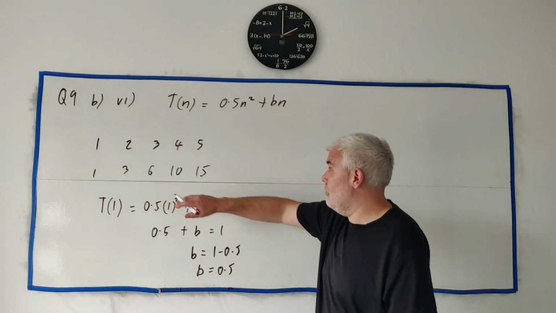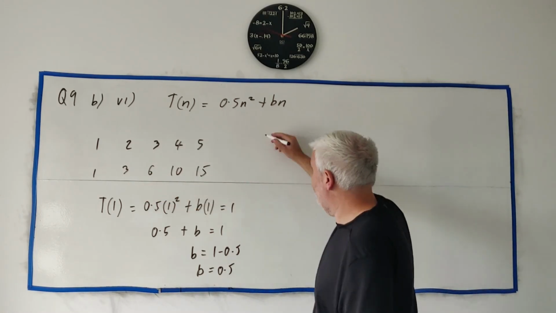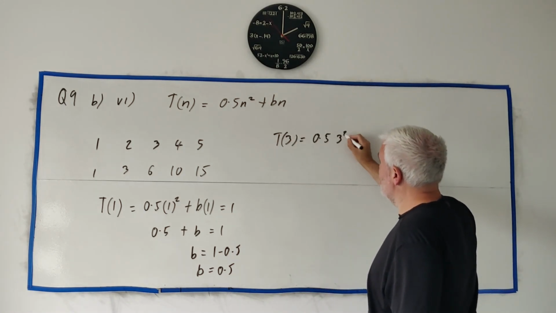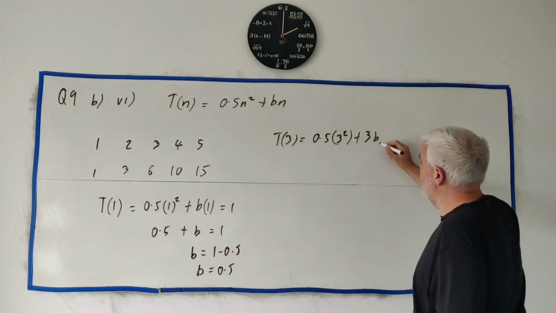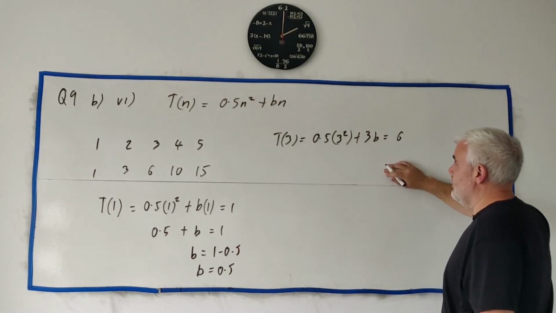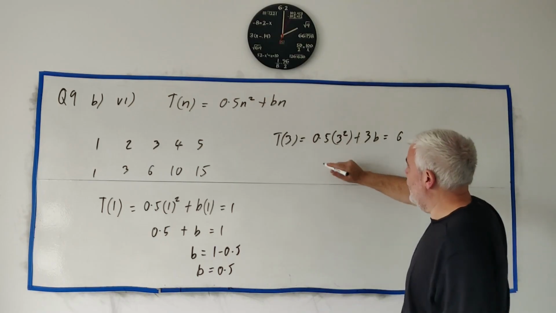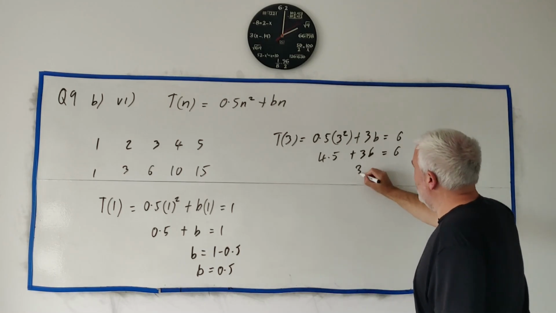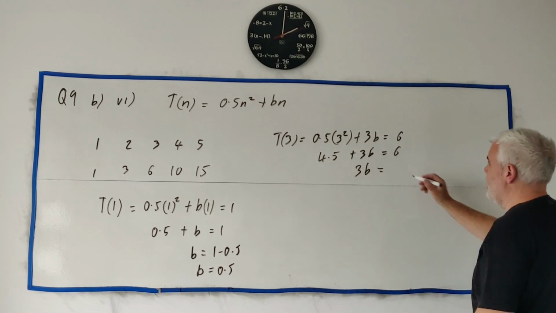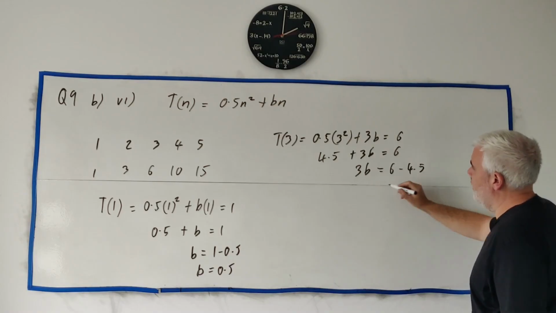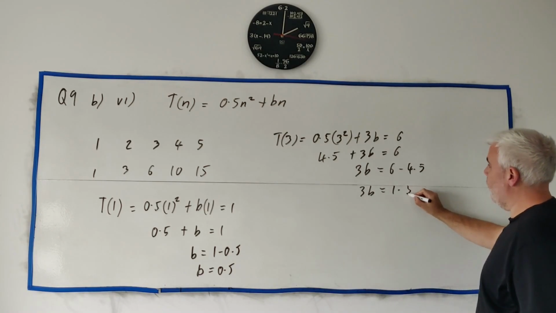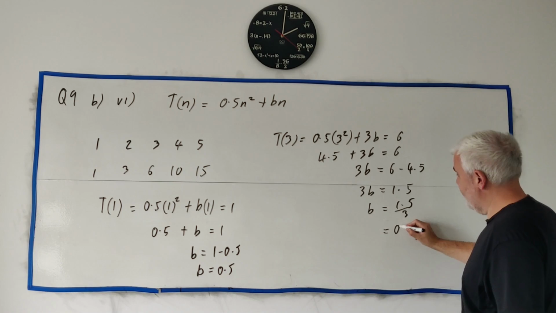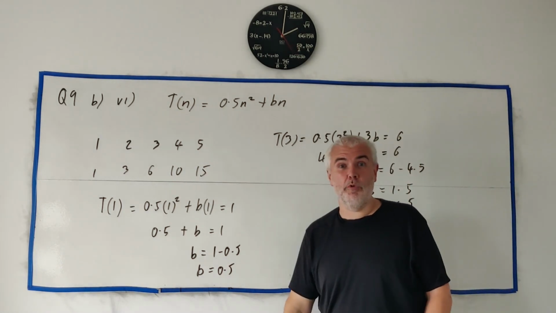And if you don't believe me, you could have used any one of these. Let's use 3 this time. T of 3 is equal to 0.5 times 3 squared plus 3 times B. But I know the answer is 6. 3 by 3 is 9. 9 times this is 4.5 plus 3B is equal to 6. 3B is equal, take this from both sides, 6 minus 4.5. 3B is equal to 1.5. Divide both sides by 3 and we get 0.5 again. And you get the same no matter which one you put in.